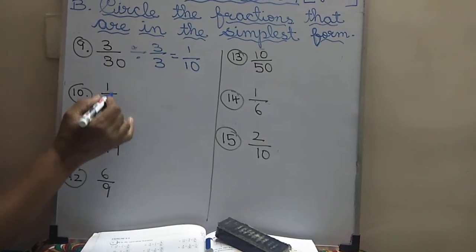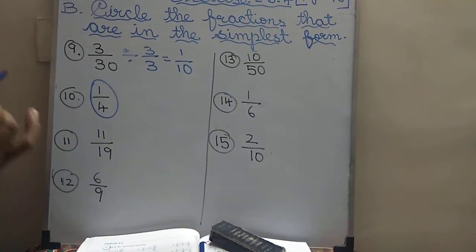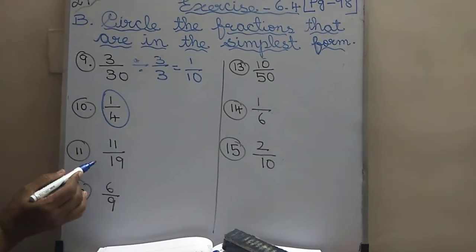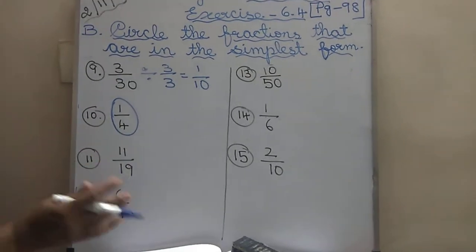And see here you can't divide. So this is called the simplest form. You have to circle it. And then 11 by 19. So 11 by 19, it will not divide by any number.